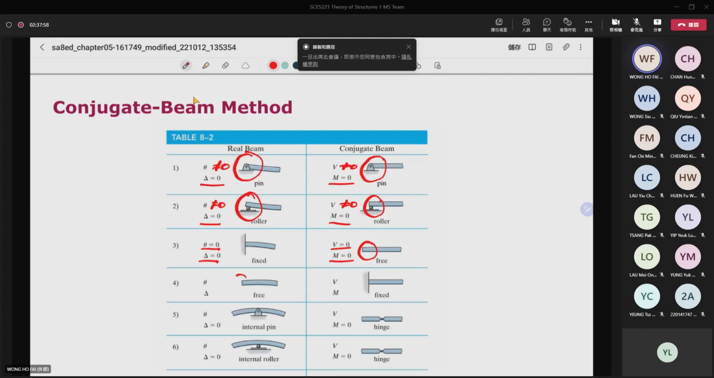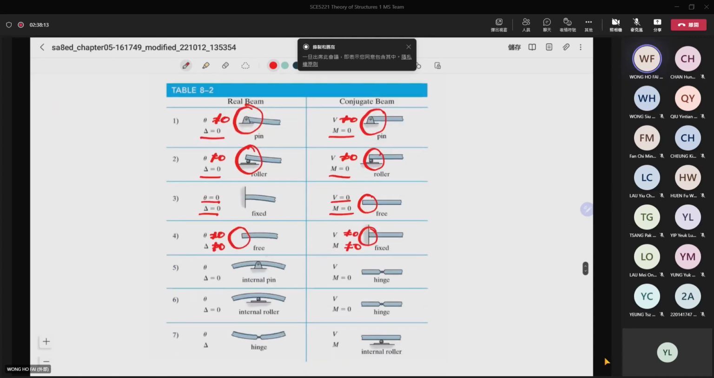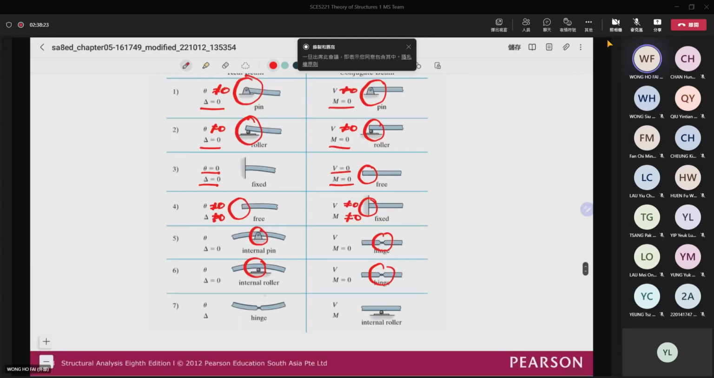And then free end here, both theta and the deflection are not equal to 0. That means shear and moment both are not equal to 0. So it becomes a fixed end. And so on, if you have internal support here, you will change to internal hinge. If you have internal hinge, you will change to internal support.